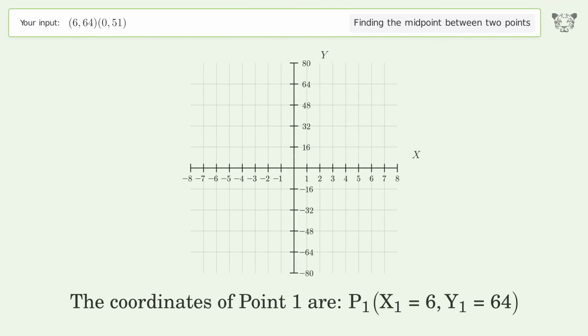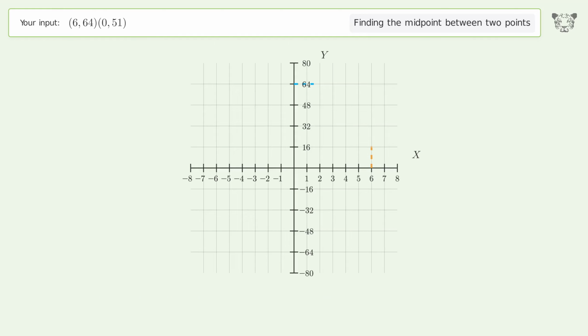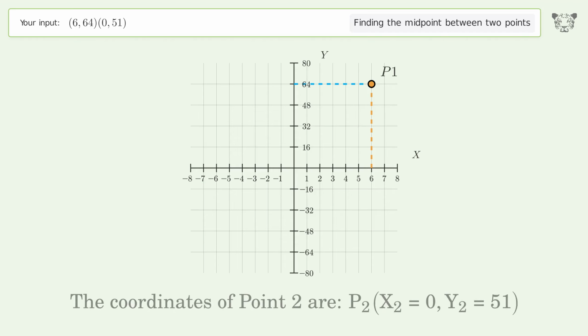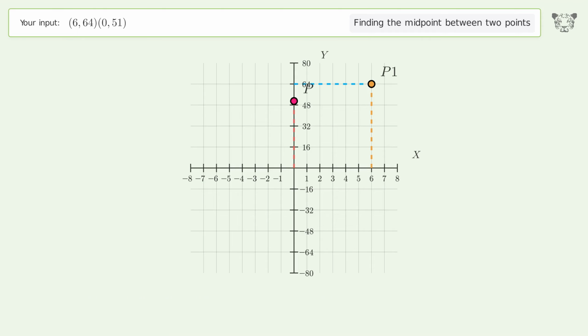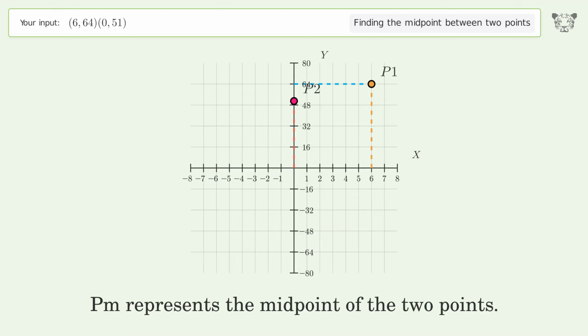The coordinates of point 1 are x1 equals 6, y1 equals 64. The coordinates of point 2 are x2 equals 0, y2 equals 51. PM represents the midpoint of the 2 points.